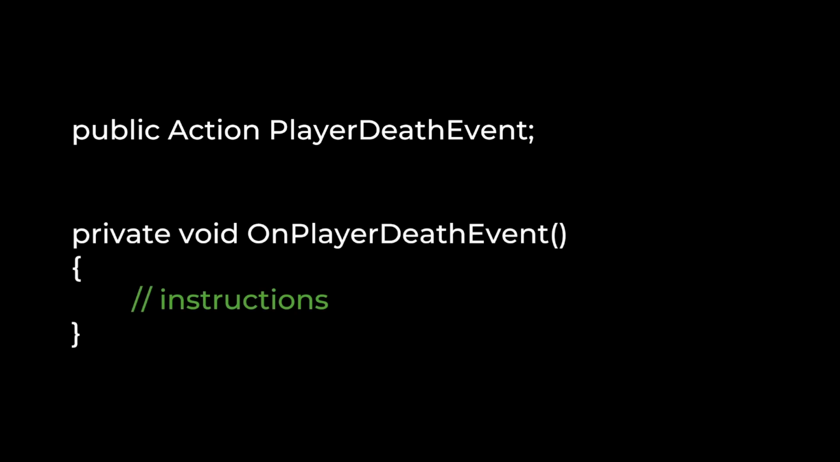Here we have an action event. That tells us that the methods we write to respond to this event have to have a void return type. There are no chevrons, so we also know there are no parameters. This would be an acceptable event handler for this event.